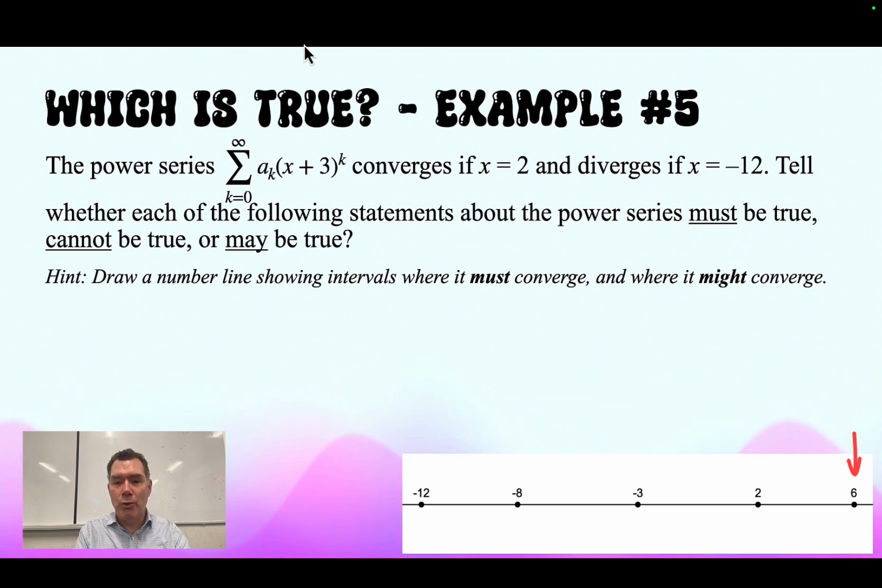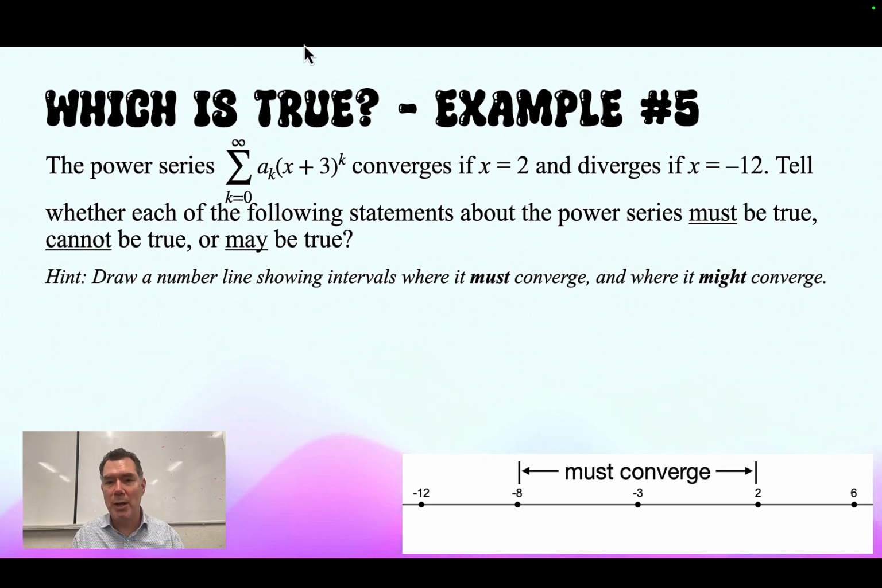Here I'm going to label the span of numbers where the series has to converge. And so if it converges at 2, then that means it definitely is going to converge everywhere from negative 3 to 2, but it's also going to converge on the other side of negative 3 by an equal amount. The only thing that I don't know is whether I can include that other endpoint of negative 8. So I know that it converges between negative 8 and 2. I know it converges at 2, but I really don't know whether it converges at negative 8 or not, just because it's an endpoint.